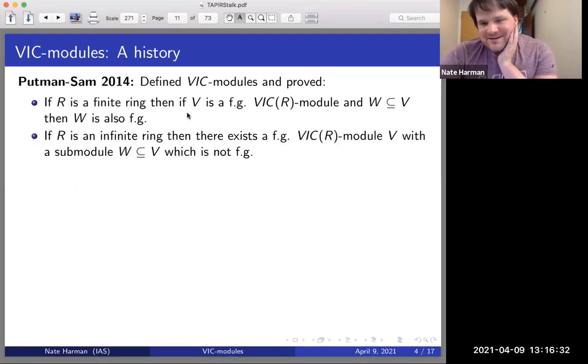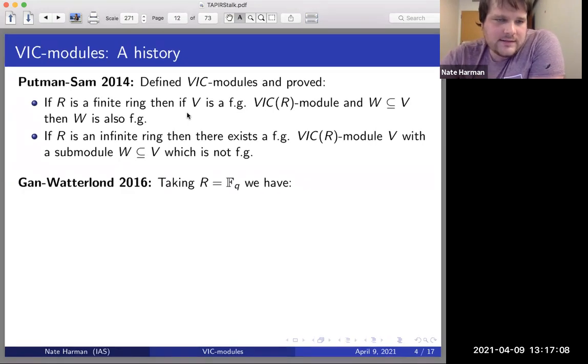But of course, the problem with that being a bare minimum thing we need to work on is that it's false for infinite rings. So Putnam and Sam show additionally that if you're not a finite ring, then this is false. There is a finitely generated VIC module that has a non-finitely generated submodule. So that's going to be a problem, but great. That's a good thing to know.